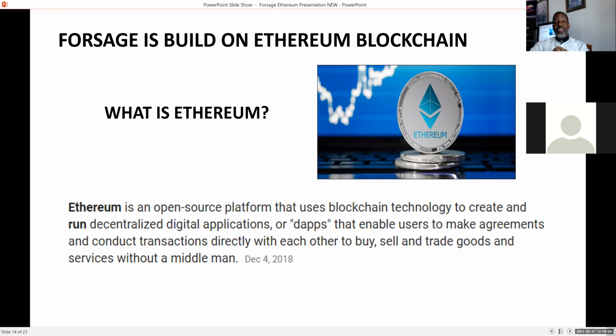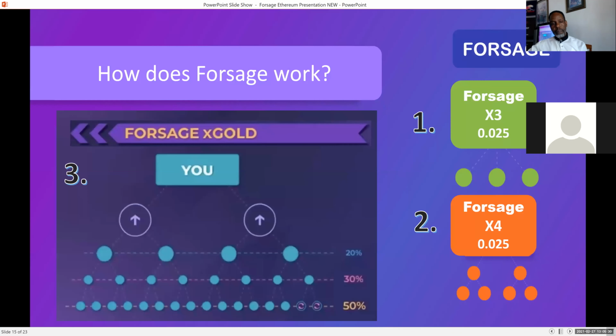Again, it's written on the Ethereum platform. Why the Ethereum platform? Because Ethereum is an open source platform that uses blockchain technology to create and run decentralized digital applications, referred to as DApps, that enable users to make agreements and conduct transactions directly with each other to buy, sell, and trade goods and services without a middle person. So this is a person-to-person kind of business that you are engaging in.